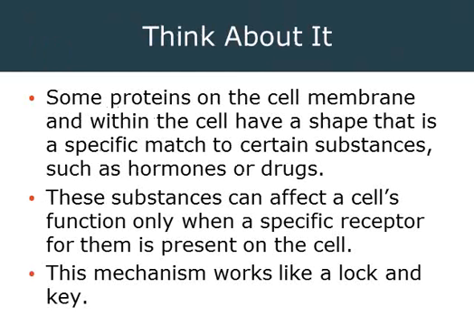Okay, so some of the proteins on the cell membrane and within the cell have a shape that's a specific match to certain substances such as hormones or drugs. These substances can affect the cell's function only when a specific receptor for them is present, and this mechanism works like a lock and key. I'll give you a fantastic example of this. It's the opiate receptors that we have within our body.